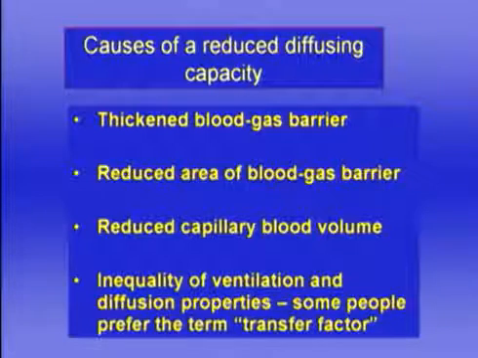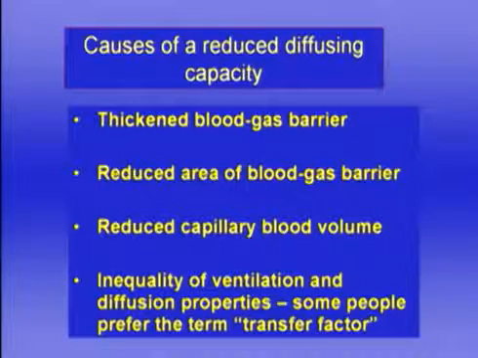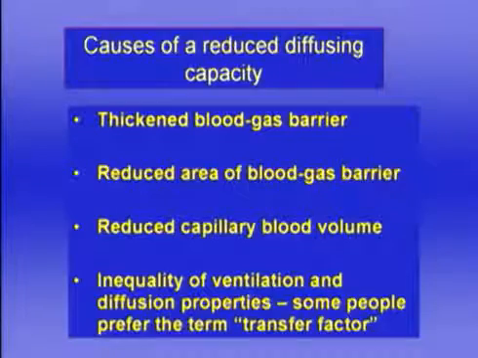Finally, some patients have inequality of ventilation and diffusion properties throughout the lung. An example would be COPD. And that can cause a reduction in the measured diffusing capacity, but it's a little bit messy, and some people prefer to use the term transfer factor rather than diffusing capacity to emphasize that diffusion is not the only factor in reducing the measured CO diffusing capacity. So sometimes you'll hear people, particularly in Europe, referring to the test as the transfer factor rather than the diffusing capacity.